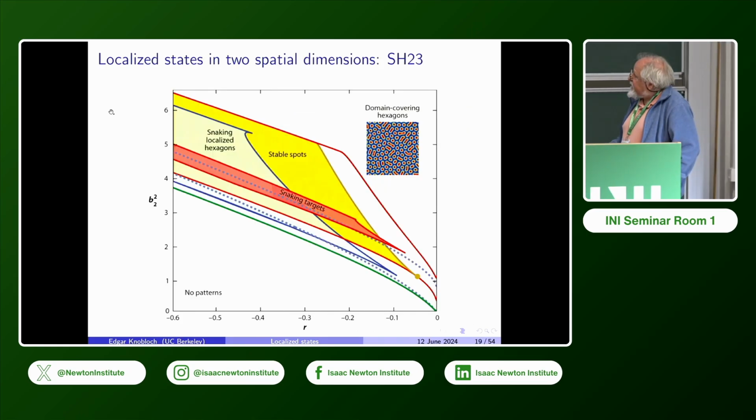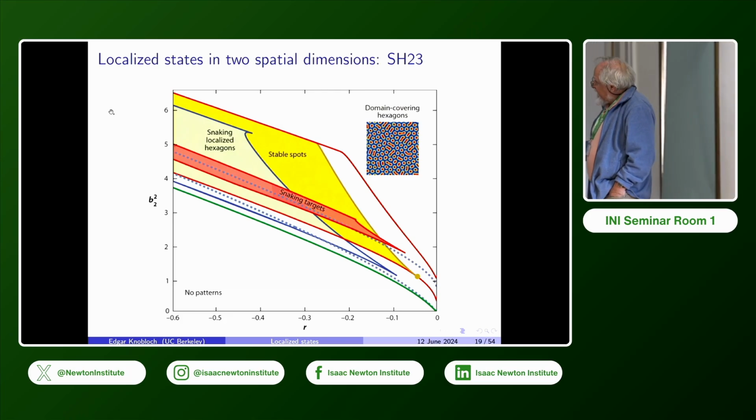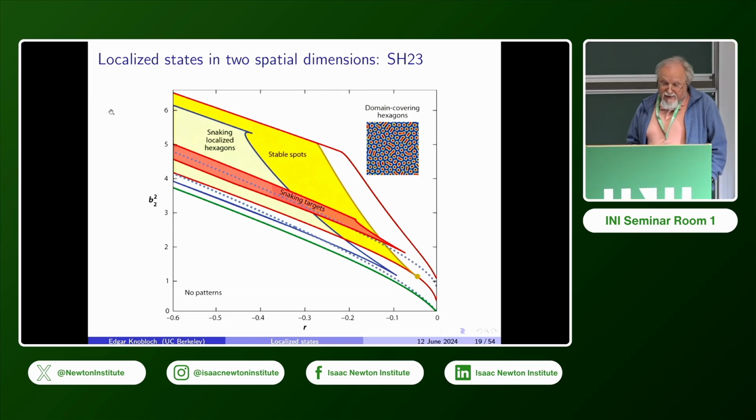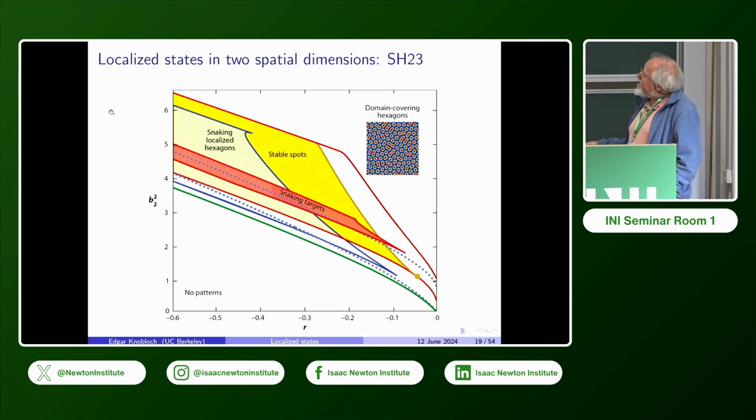Now in 2D, of course, it's more interesting. You have many more possibilities. So here is a partial phase diagram for the 2-3 Swift-Hohenberg equation, the quadratic-cubic one. And you see hexagons, localized hexagons, stable spots, targets. I've already shown you some pictures of these.